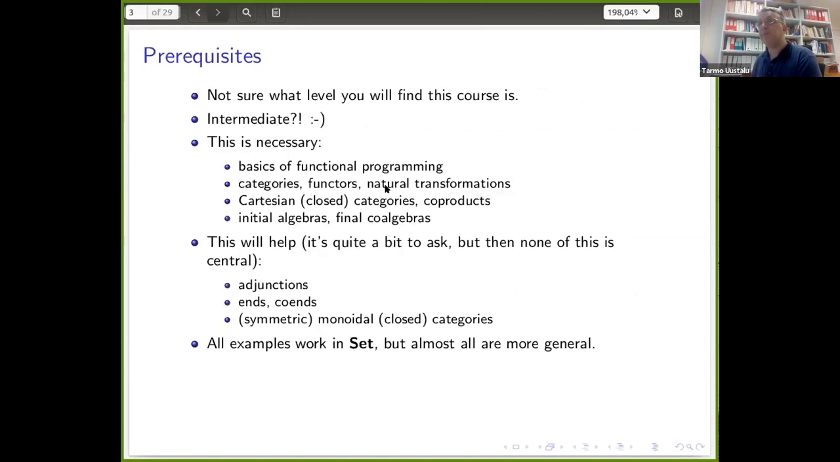This is the course. So prerequisites, I'm really not sure what level you will find this course is. Maybe it's intermediate. So what is kind of necessary?